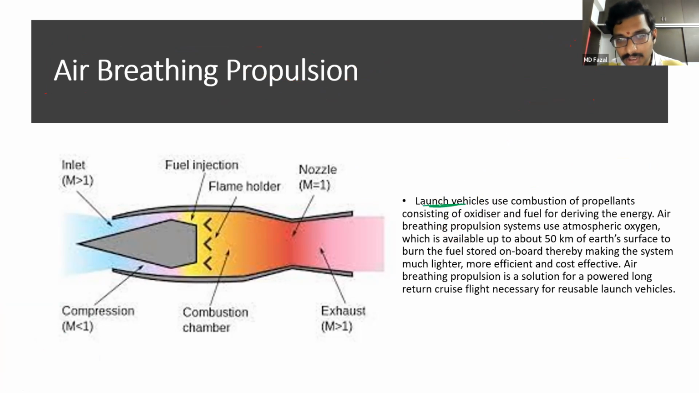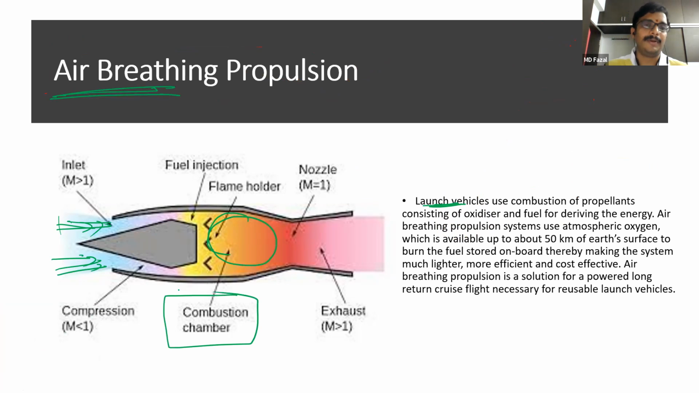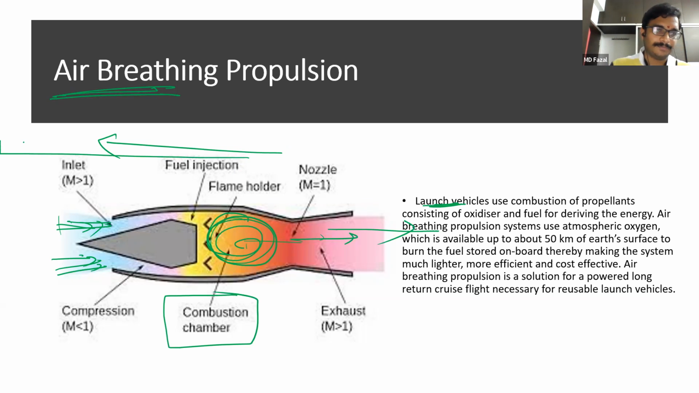For launch vehicles, see how it is going. It will suck in the air, which obviously has oxygen. Then inside, fuel will be there and combustion will happen. After combustion, energy will be released and exhaust also will happen. So in this direction the aircraft or the rocket is moving. As it goes, it breathes the air, uses it for burning and releases it. Because of it, it will go faster.